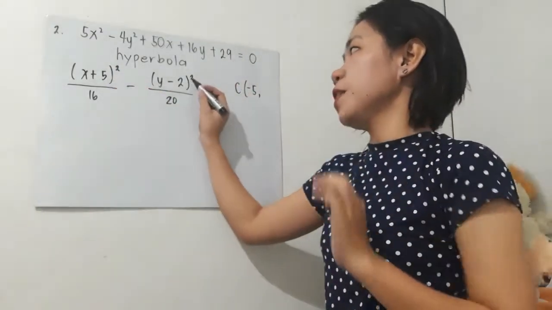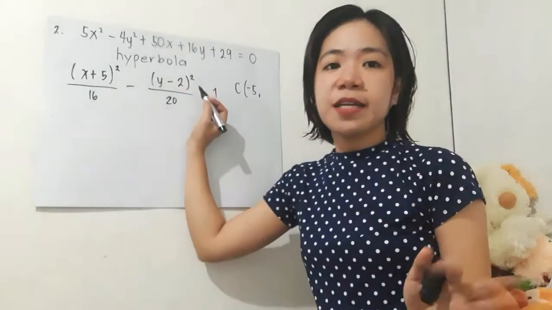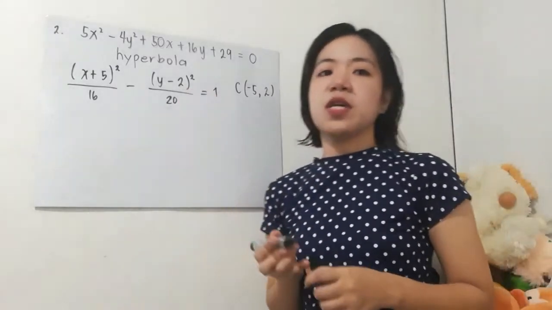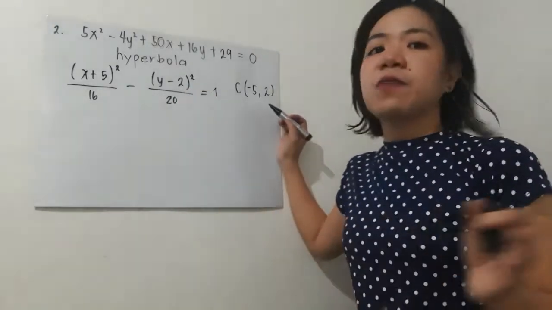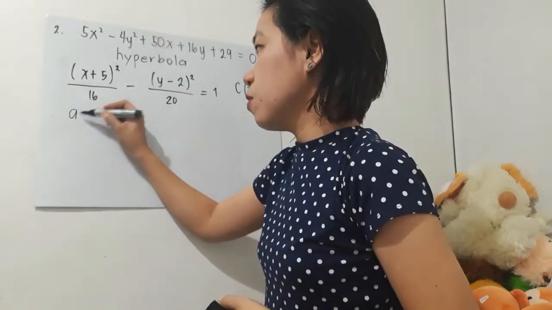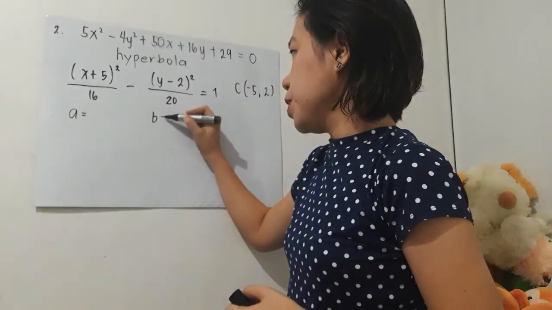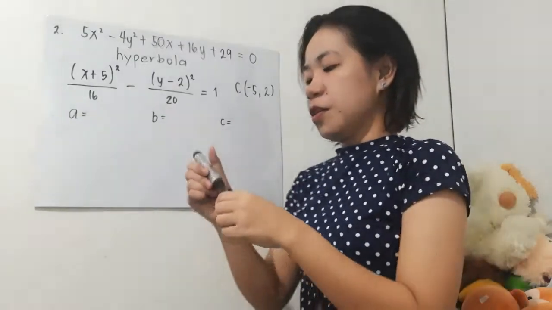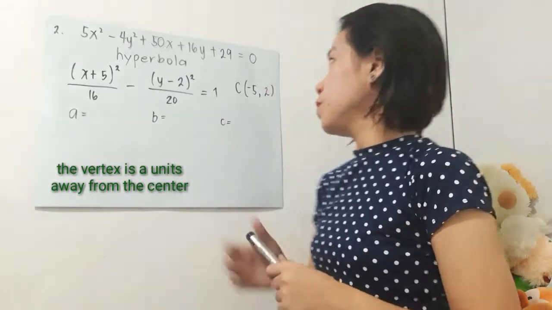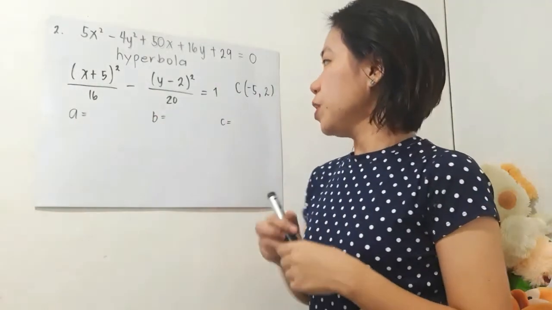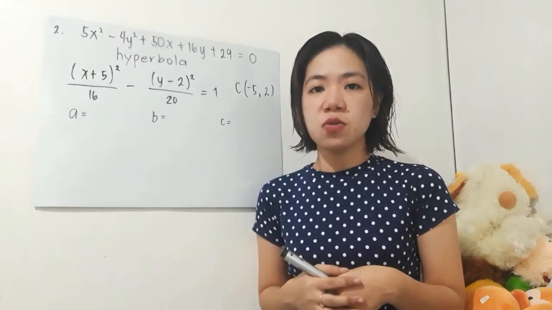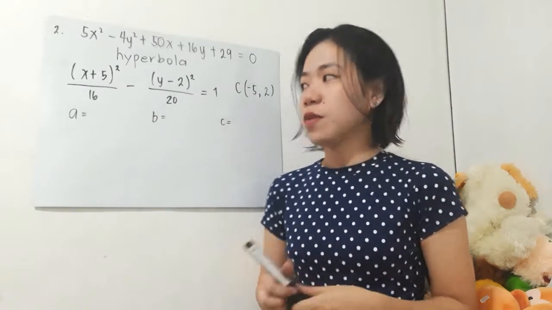So next we have k with y. That will be the opposite sign. We have 2. So y minus k. Center is negative 5 and 2. So let's proceed with the value of a, b, and c. Remember, the value of a will determine the coordinates of the vertices, and then we'll be needing b as well for us to find the value of c, which will help us to look for the coordinates of the foci.